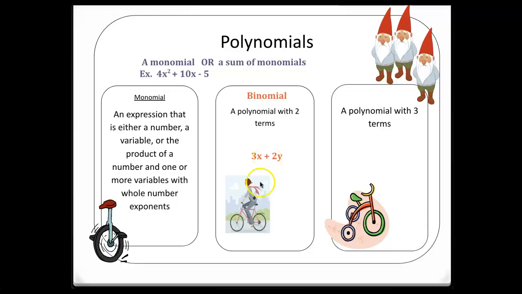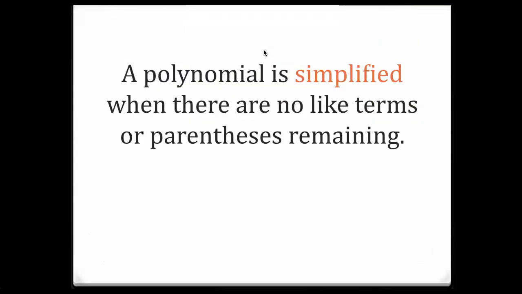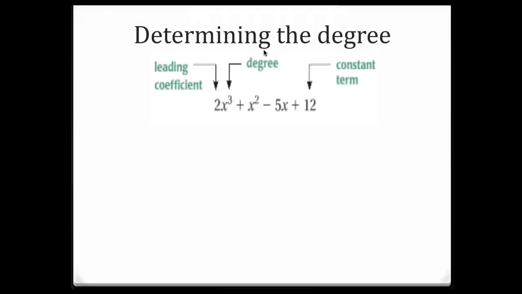Three terms, take a guess from the picture, trinomial, like a tricycle. Three terms are here. So it could have 4, 5, or 1,000 terms. When it has more than 3, we just name it a polynomial. So we're going to learn to simplify polynomials, and they are simplified when there are no like terms or parentheses remaining.